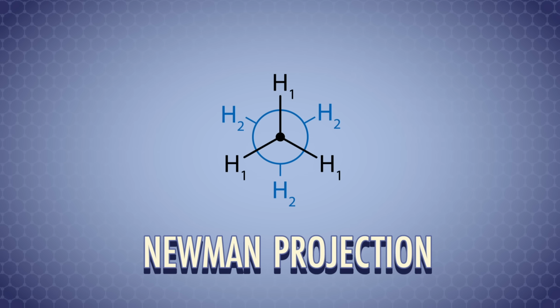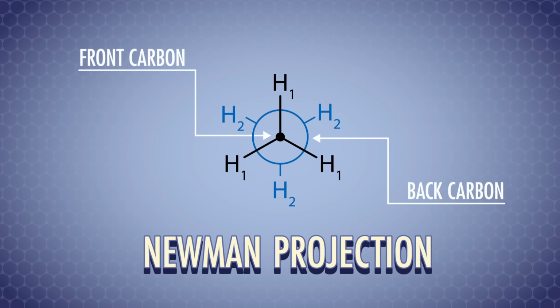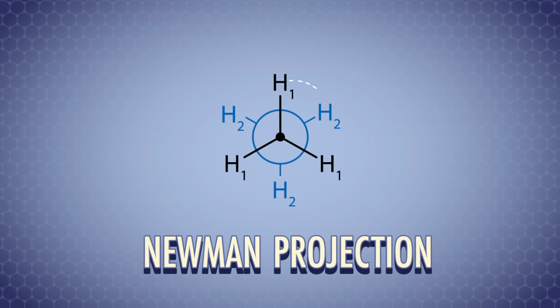So with ethane, the carbon closest to us is represented by the black dot at the center of the 3 black lines, 120 degrees apart, which represent bonds to hydrogens. The carbon furthest from us and its hydrogens are represented by the blue circle and the blue lines. The angle between the hydrogens on the adjacent carbons is called the dihedral angle. In our drawing, it's the angle between H1 and H2.